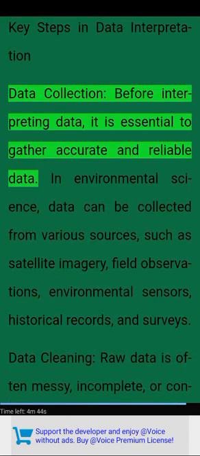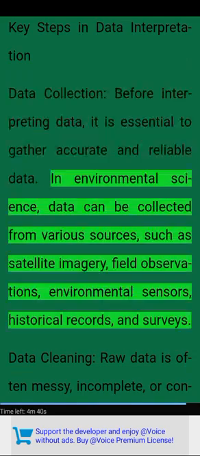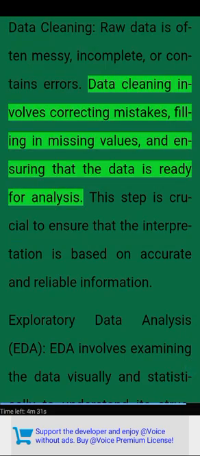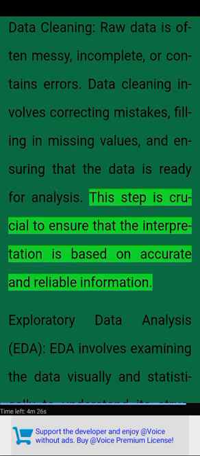Data collection. Before interpreting data, it is essential to gather accurate and reliable data. In environmental science, data can be collected from various sources, such as satellite imagery, field observations, environmental sensors, historical records, and surveys. Data cleaning. Raw data is often messy, incomplete, or contains errors. Data cleaning involves correcting mistakes, filling in missing values, and ensuring that the data is ready for analysis. This step is crucial to ensure that the interpretation is based on accurate and reliable information.